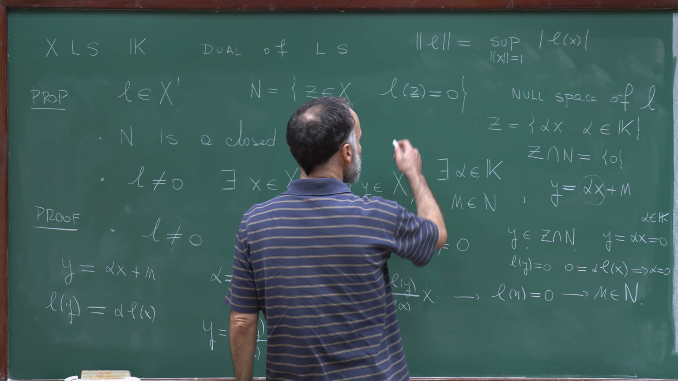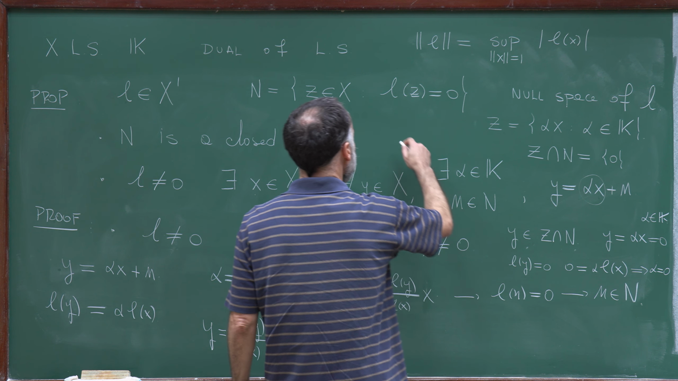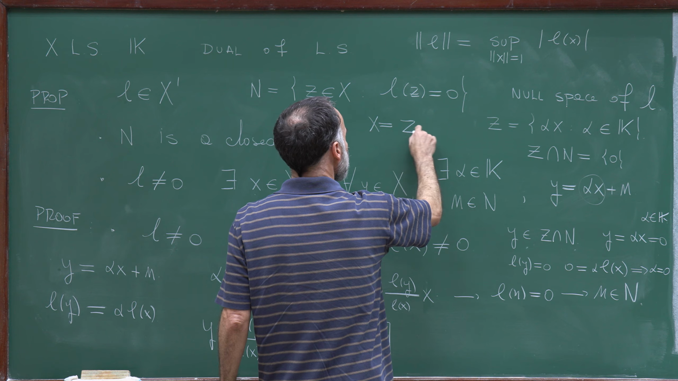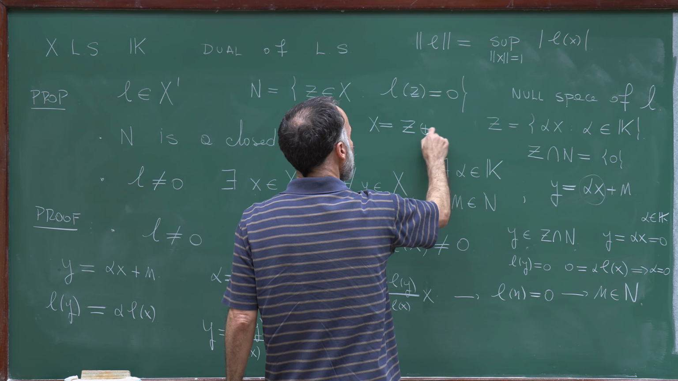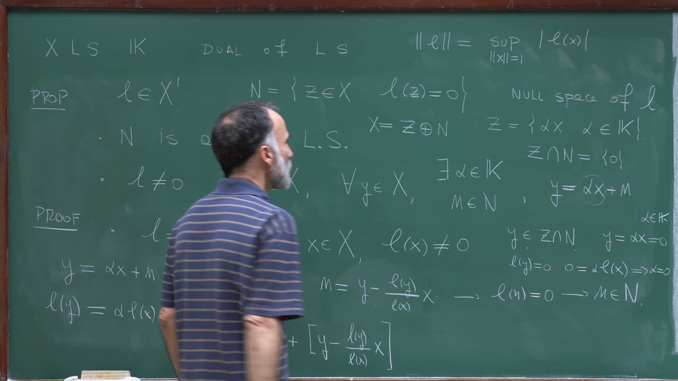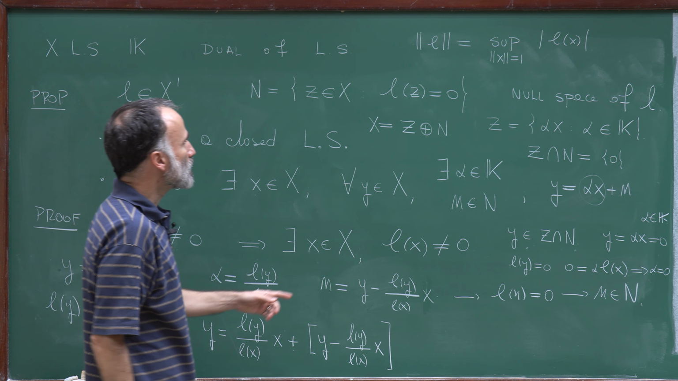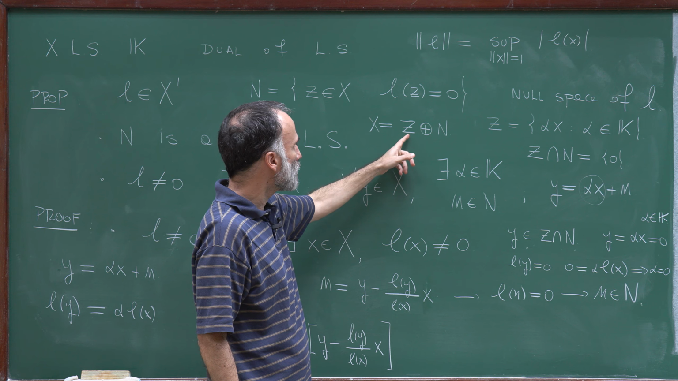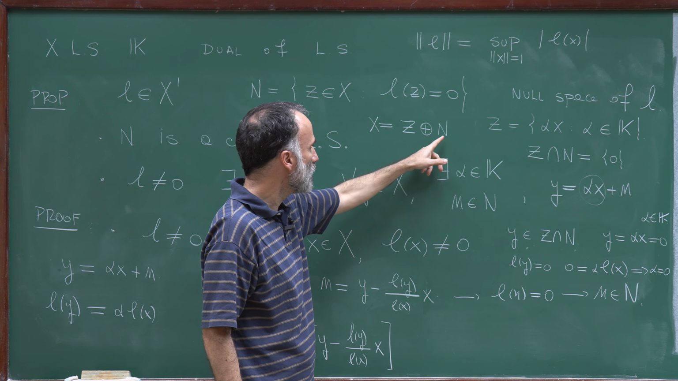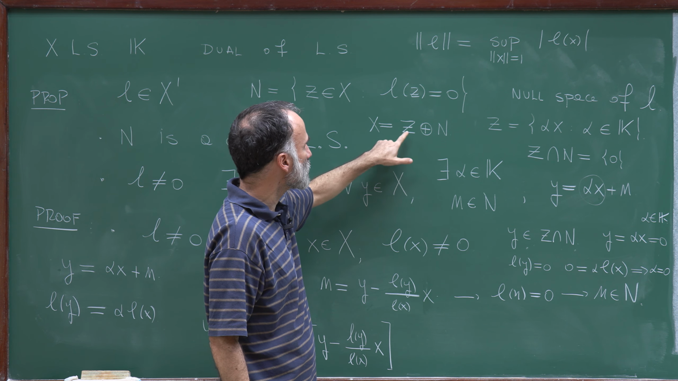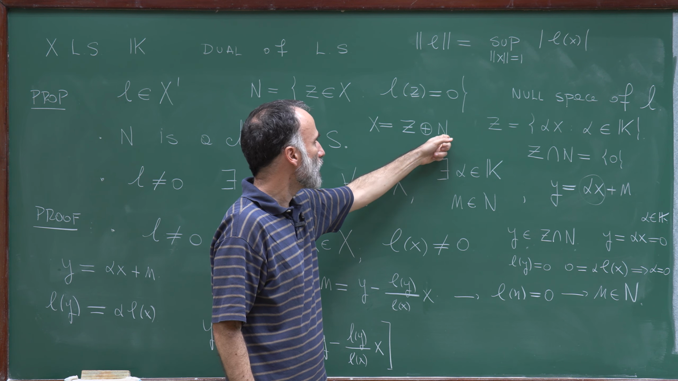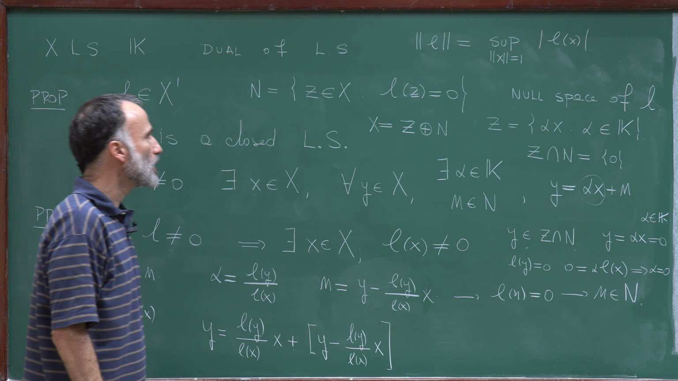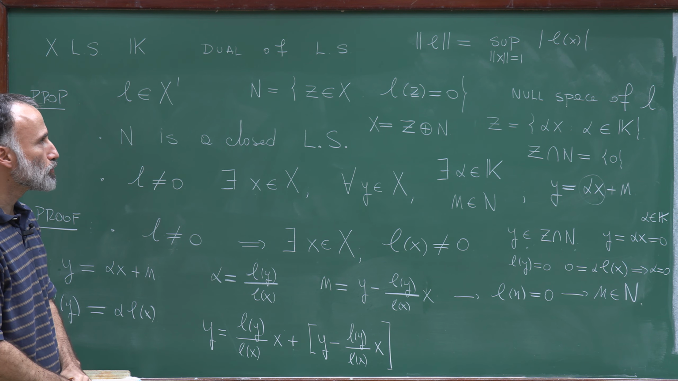So I will write these two properties with the following notation. X is equal to a direct sum of z and n. So this means that any point in x can be written as a sum of a point in z and a point of n. And moreover, that the intersection of z with n is the origin. And this is exactly what we proved.